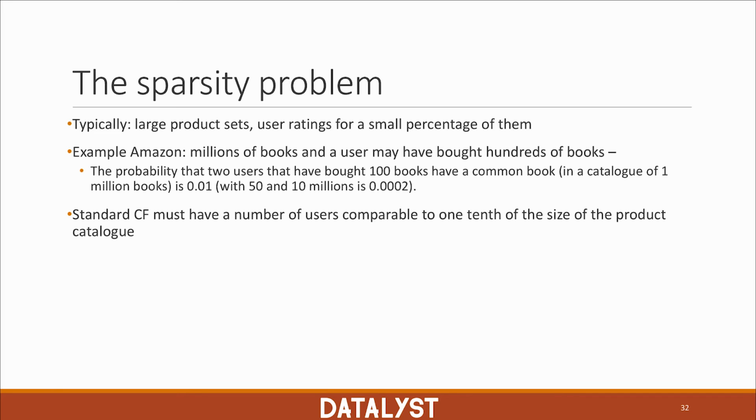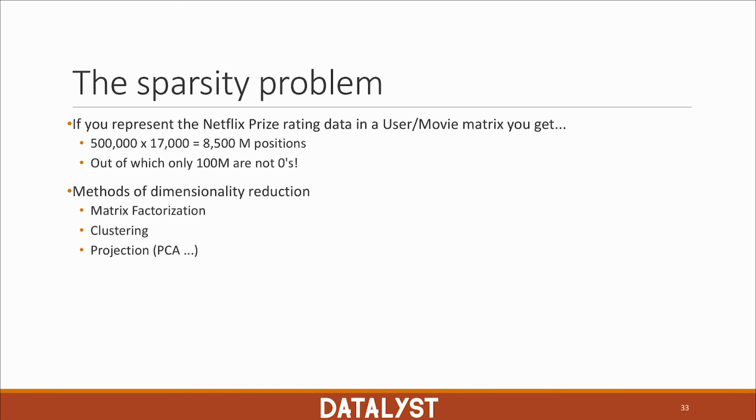This means that a standard collaborative filtering model needs to have a number of users comparable to at least 1/10 of the size of the product catalog. Otherwise, there will not be enough co-ratings. So this relates to the sparsity problem as well. There was a famous competition called the Netflix Prize, where Netflix released some data and called upon its users to improve its recommendation engine. If you represent the Netflix Prize rating data in a user-movie matrix, you get more than 8 billion positions, out of which only 100 million are not zeros.